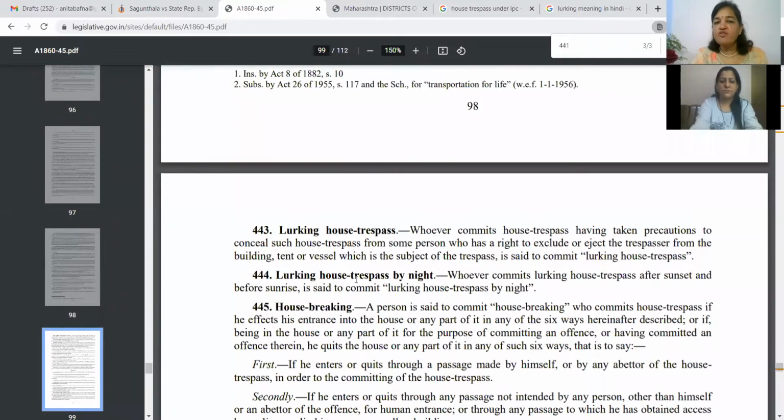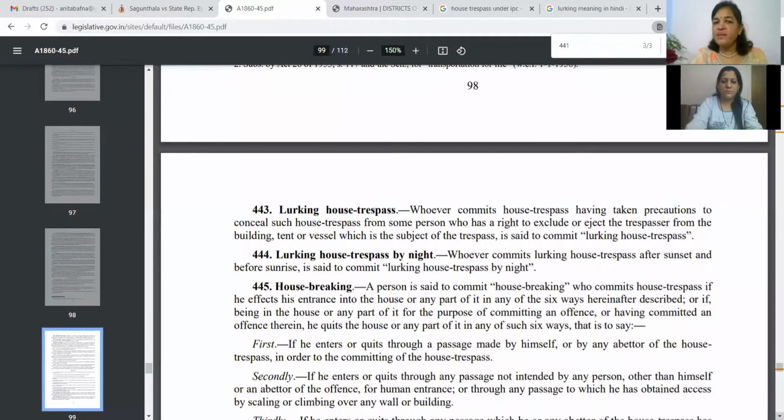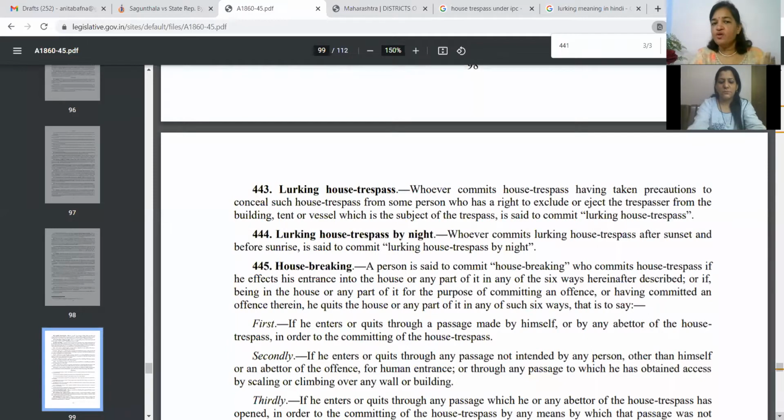Now lurking house trespass by night. Now night is different, and see, lurking house trespass simply is different. 444. Whoever commits lurking house trespass after sunset, रात होने के बाद, and before sunrise is said to commit lurking house trespass by night. Now there are different punishments for all this because रात में आप किसी के घर में चले जाते हो, so maybe there must be some intention.